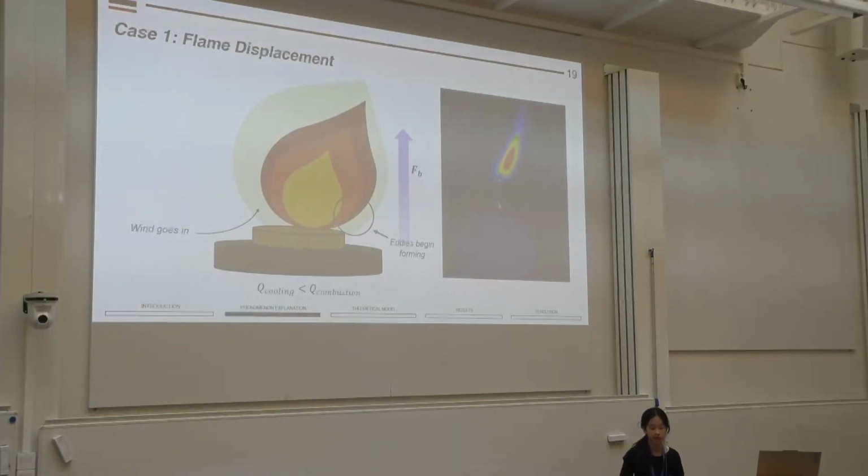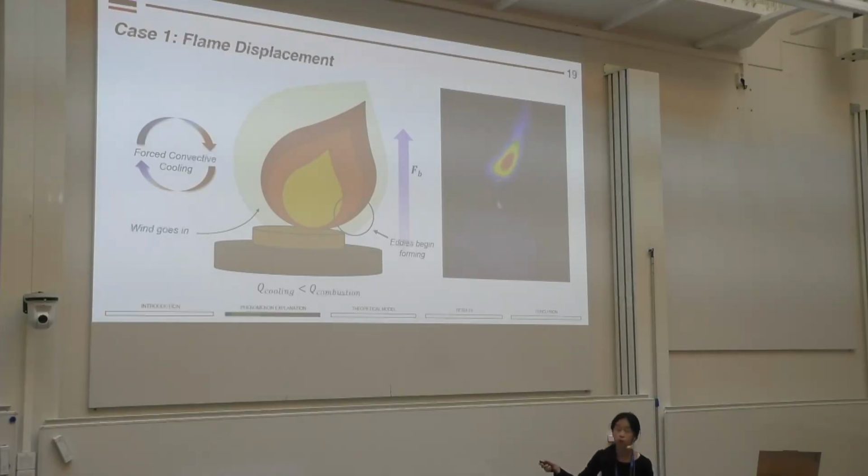As you can see in case 1, wind goes in and the net airflow from acoustic streaming causes forced convective cooling, meaning this removes heat from the fire. Now, we know that the flame from the fire is caused by the rate of combustion between fuel and velocity. And we know that the forced convective cooling also causes a cooling rate. Therefore, at this state, when the flame has not extinguished yet, the rate of cooling is a lot less than the rate of combustion.